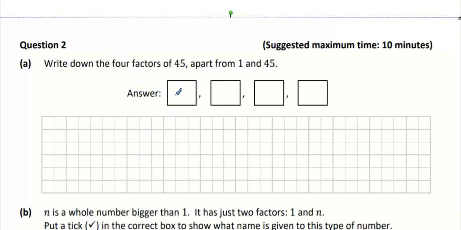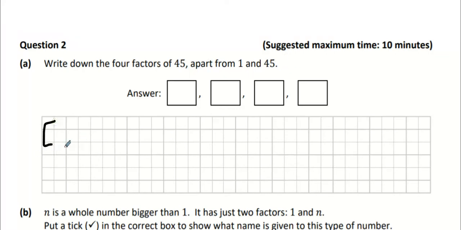Write down the first 4 factors of 45 apart from 1 and 45. Well, the factors of 45 are 1, 3 divides into 45, 5 divides into 45, 9 divides into 45, and 15 divides into 45, and 45 divides into 45. So what is it? 3, 5, 9, and 15.